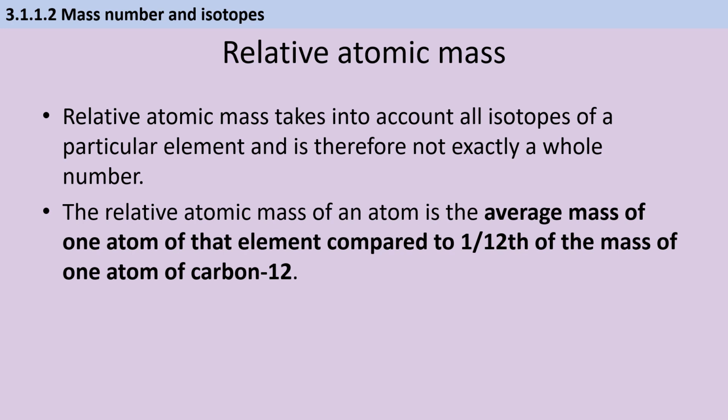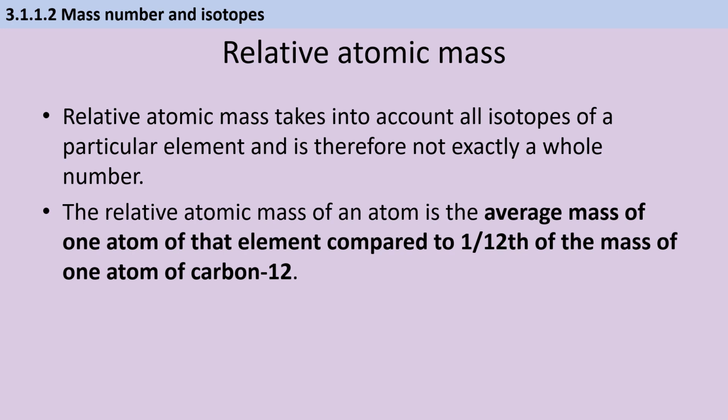Unlike mass number, which is for one particular atom, relative atomic mass is a figure which takes into account all of the different isotopes of an element, whether that's in the whole world or just in a particular sample that we're looking at, and also their relative abundances. So if we have a lot of a particular isotope, then it makes up a greater proportion of the relative atomic mass than a rarer isotope. We can define relative atomic mass as being the average mass of one atom of that element compared to 1/12 of the mass of one atom of carbon-12.